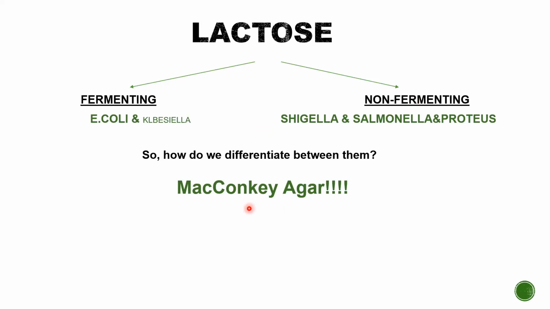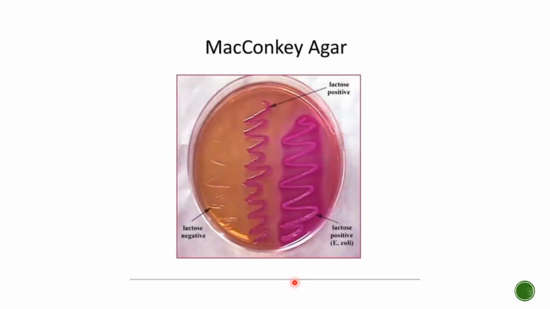MacConkey agar is used to tell if this organism is lactose fermenting or non-lactose fermenting, which means we call it a differential agar. So this is the MacConkey agar. Basically, it contains lactose. If the organism can ferment lactose, it shows up as pink, and if it cannot, it shows up as yellow. So this is negative and this is positive, which is the pink.